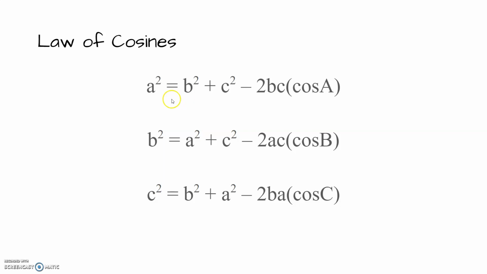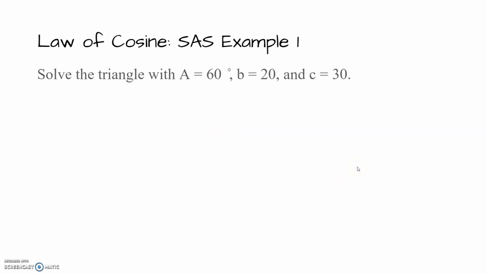For the record, when using this, you're essentially always going to be solving for either the side length that is isolated on the left side, or you're going to be solving for the angle inside of the cosines. So let's see a couple of examples of this at work.